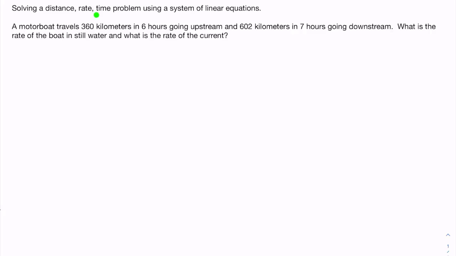Solving a distance rate time problem using a system of linear equations. A motorboat travels 360 kilometers in 6 hours going upstream and 602 kilometers in 7 hours going downstream. What is the rate of the boat in still water and what is the rate of the current?